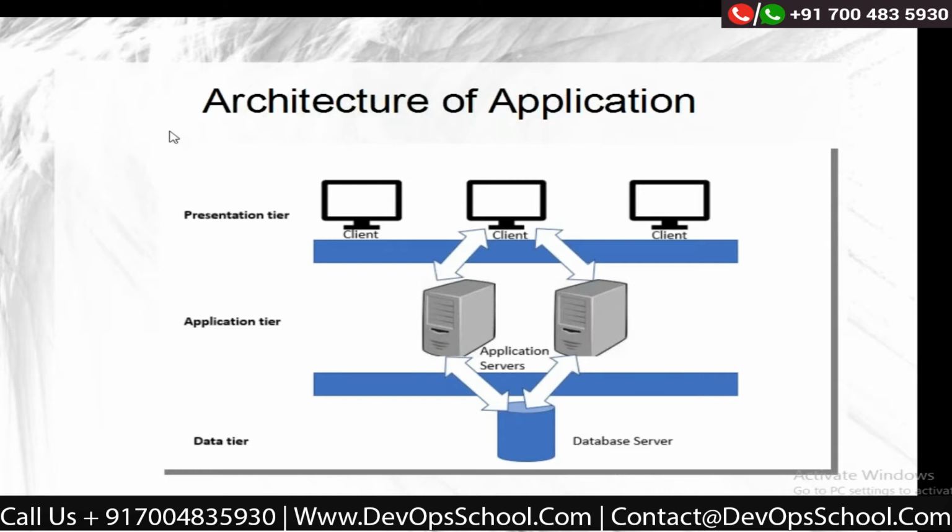So this is the most basic architecture of any web application. We have the presentation tier, we have the application tier, and then we have the data tier. The data tier will have all the database information. Okay, so we have one example. I have created one example, and I will go through that example step by step, so that you understand how the application is being created end to end.